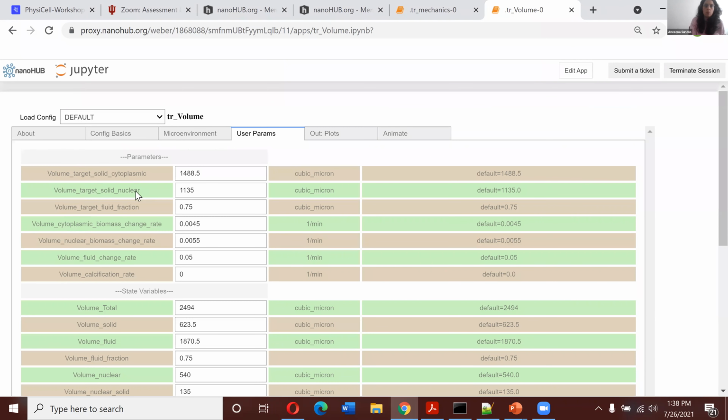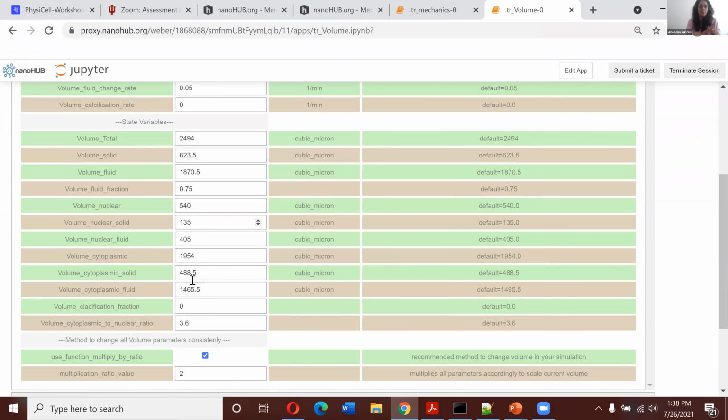And if you want more fluid fraction, more solid biomass, then you can change these parameters. So please remember these parameters. Don't try to change these one, and then you will see that nothing changed and you will not get the results there. So any questions here?